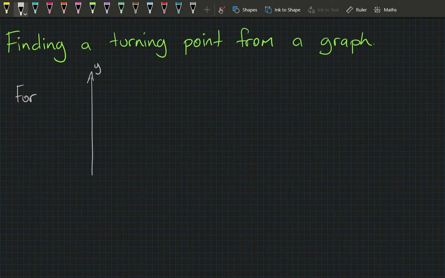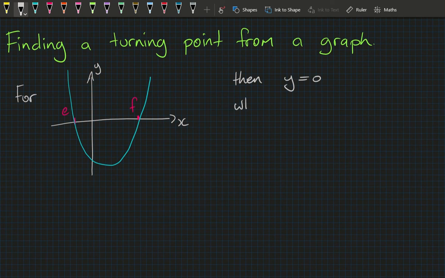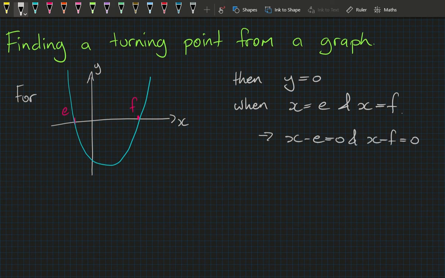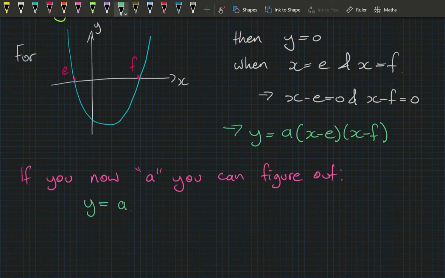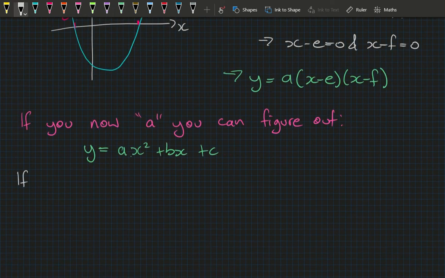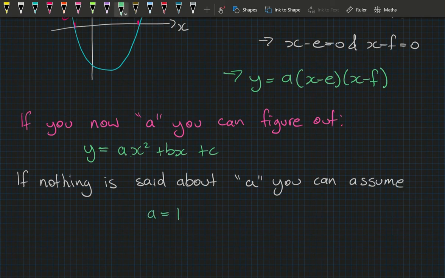For a parabola to have x-intercepts E and F, it means that y is equal to 0 when x is equal to E and x is equal to F. So in other words, x minus E is equal to 0 and x minus F is equal to 0. So therefore our rule must be y is equal to A times (x minus E) times (x minus F). And that's just by the null factor law. Now if you know what A is, you can figure out y equal to A times x squared plus bx plus c. And for the questions that you do in your exercise, if nothing's said about A, you can assume that A is equal to 1.